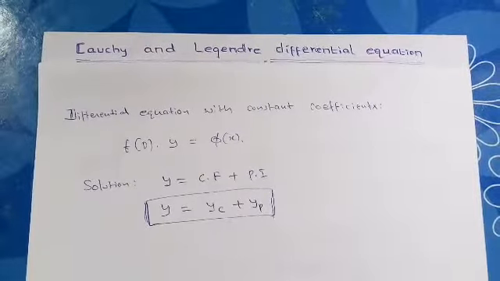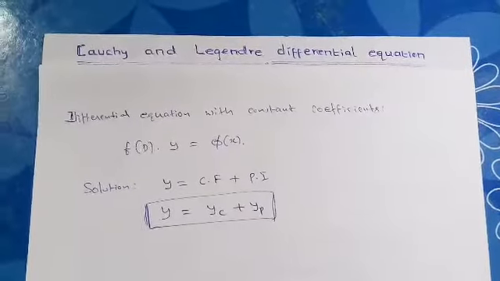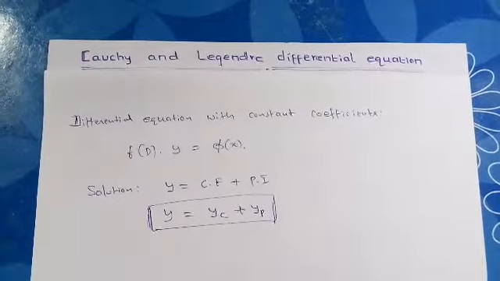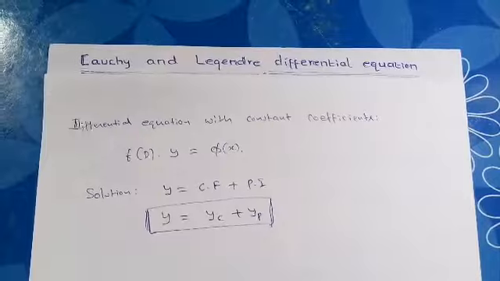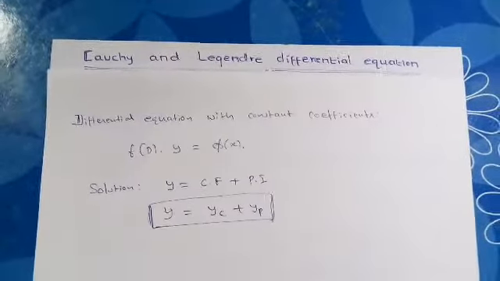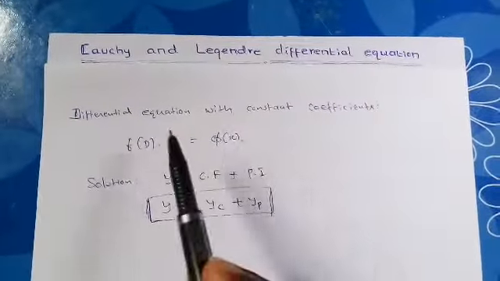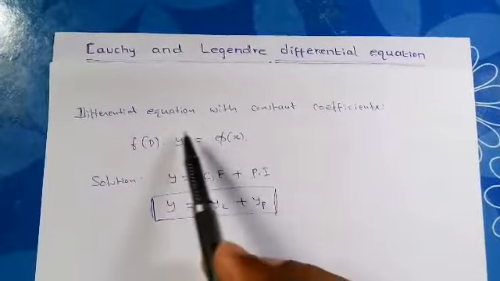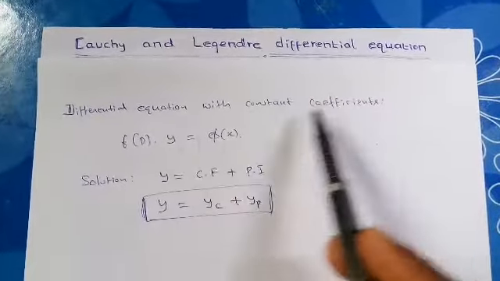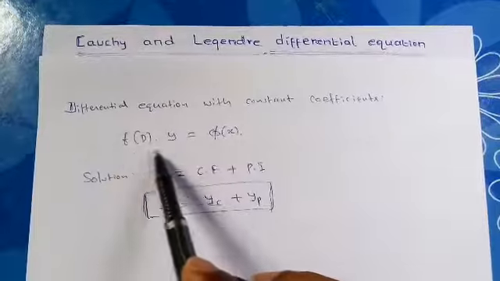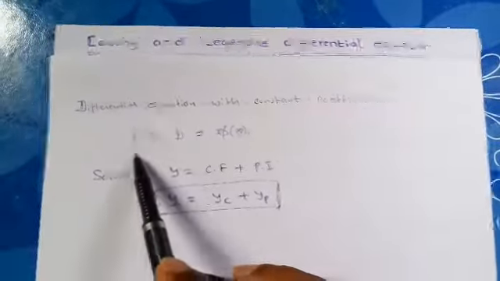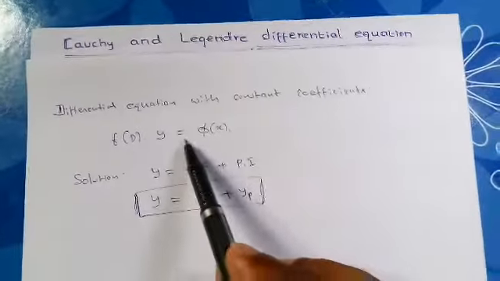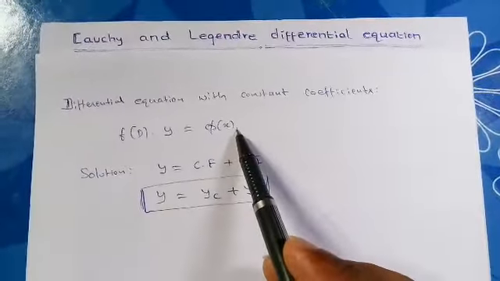Now I am going to explain the concept of Cauchy and Legendre differential equation. Before starting, just recall the concept of differential equation with constant coefficients. We know that a differential equation with constant coefficients can be written in the form f(D) y = phi(x). Here f(D) is a function of derivatives.